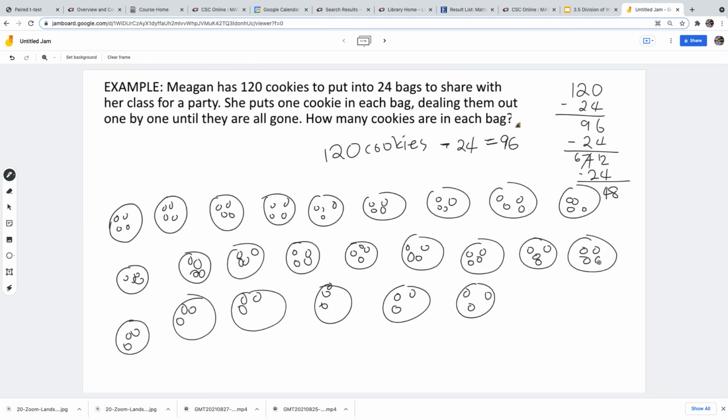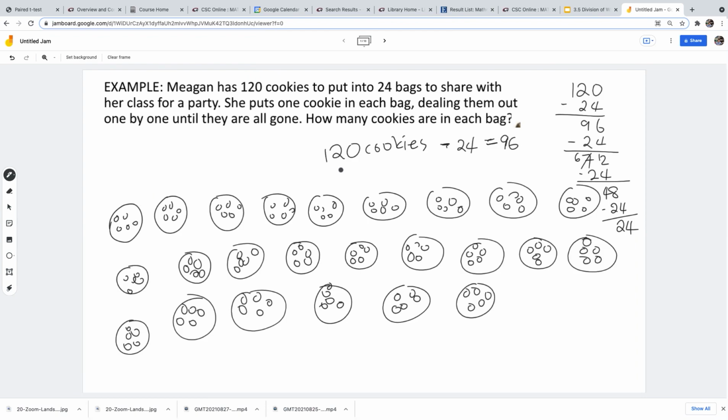And how many are left in my bag? After giving away 24, I still have 24, right? So I can give the last part here per person. Each person actually gets 5 cookies, and I have no leftover. So we can say that each person gets 5 cookies equally. Okay, so this model that I just did is taking away repeatedly, right? Taking 24 away, so repeated subtraction.